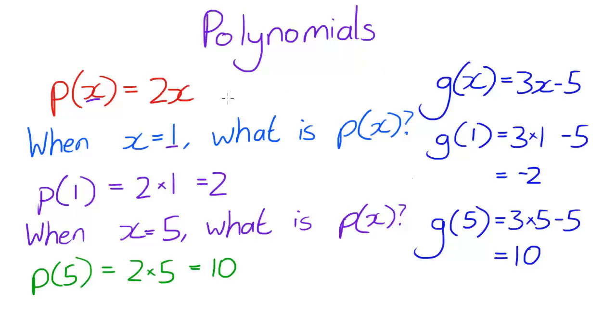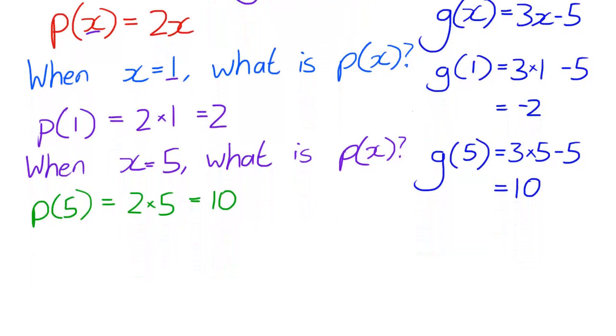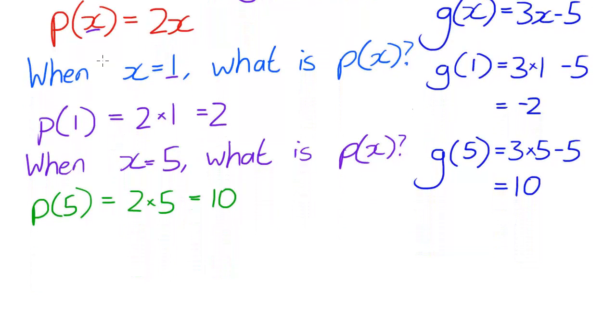In the last video we introduced this concept of having a p of x or a g of x, and then further what to do when we have a p of 1 or a g of 5 and what that might look like on the right hand side. But what I'm going to do now is say, well, what happens if they ask you to sketch p of x that we have there?